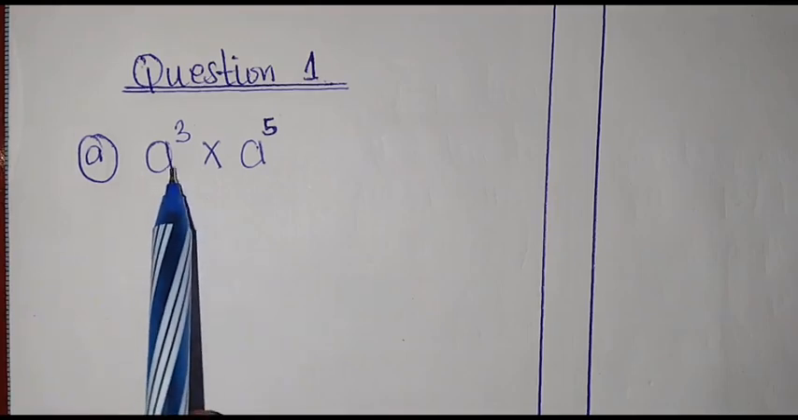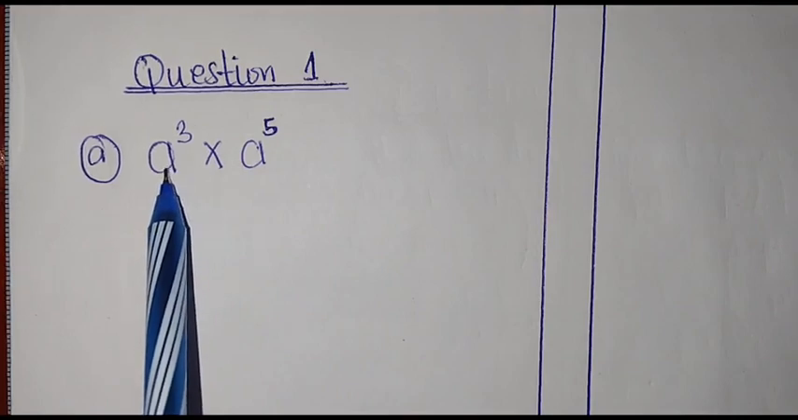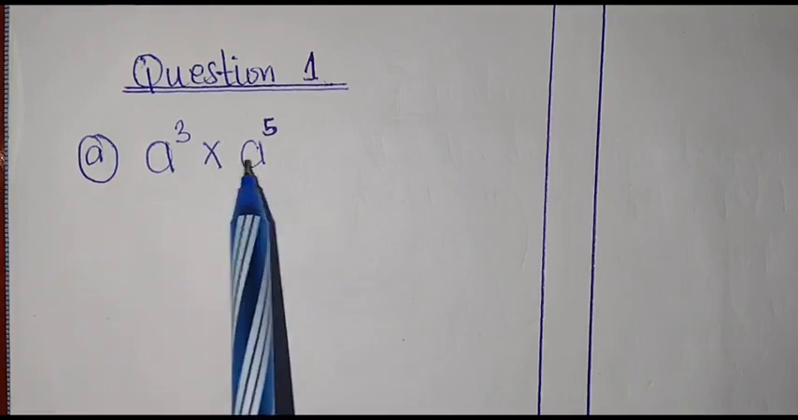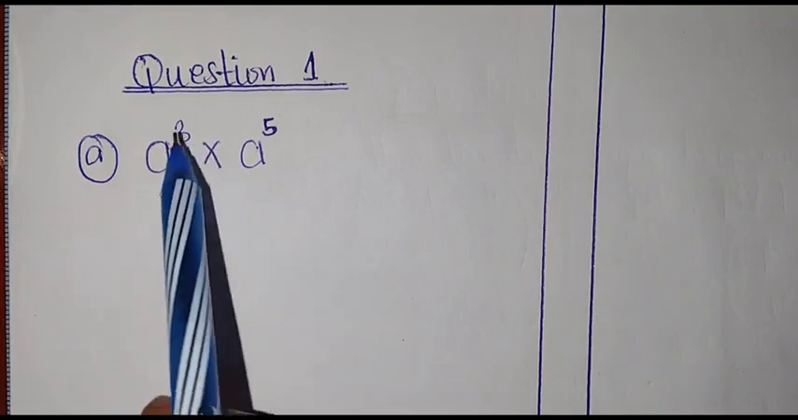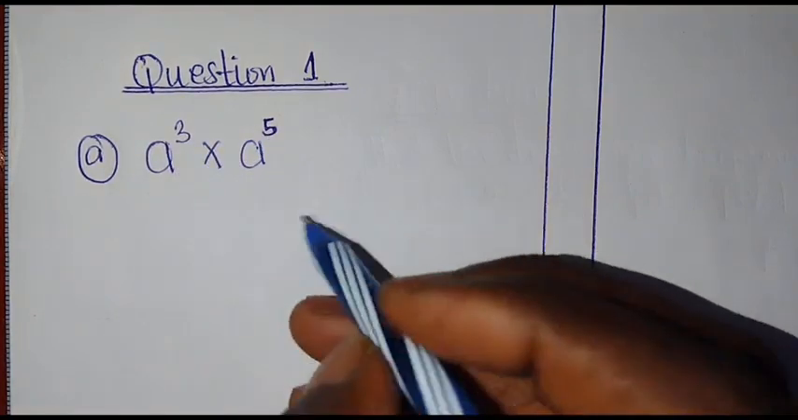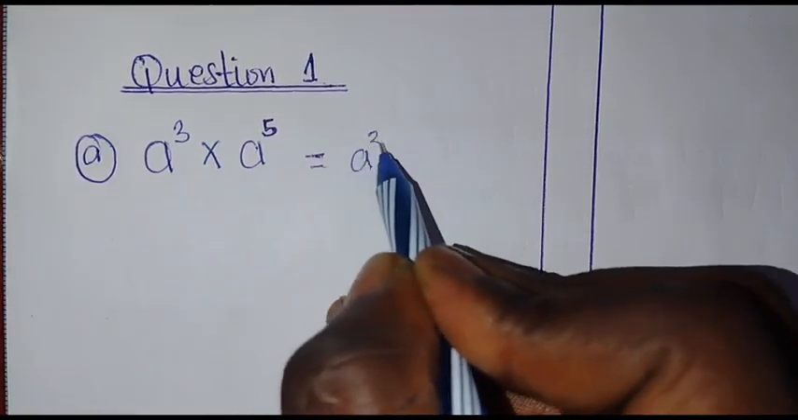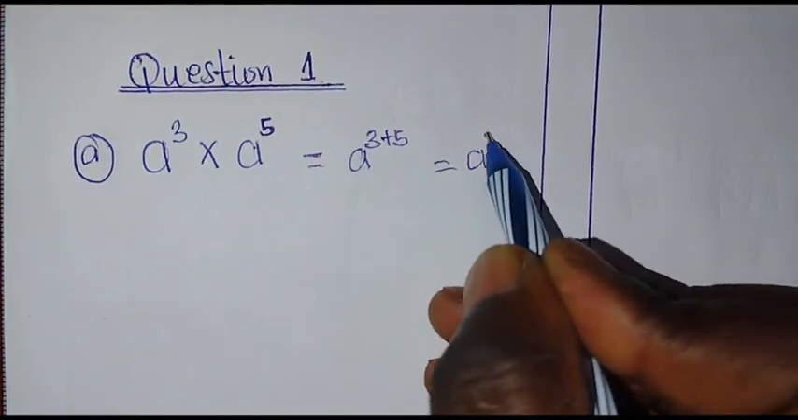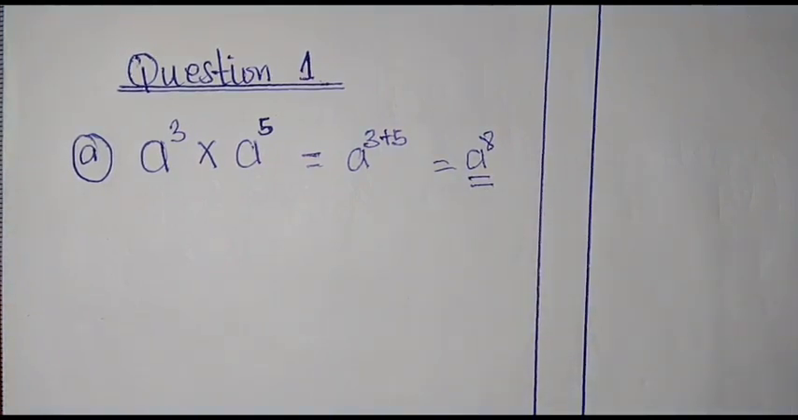Alright, so to simplify a power 3 times a power 5, we are looking at the base is a, even here the base is a. So the bases are the same. So if the bases are the same, we apply one of the laws of indices, which says we should add the powers. So we are going to take one base, which is just a, then we add 3 plus 5. So we are going to have a power 8. So this is our answer. So let's look at the next question.